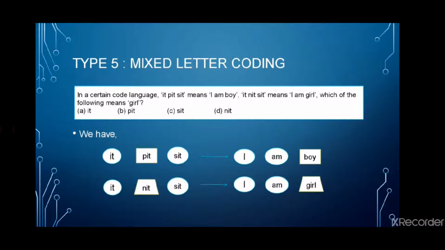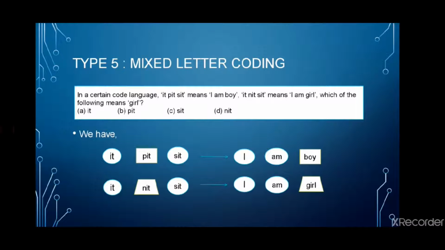If the question had asked what is the meaning of "it", I am not sure whether it means I or am. Therefore it cannot be determined according to the information given to me. Please remember that I am not sure what "it" and "sit" mean exactly, but I am sure that pit means boy and net here means girl.